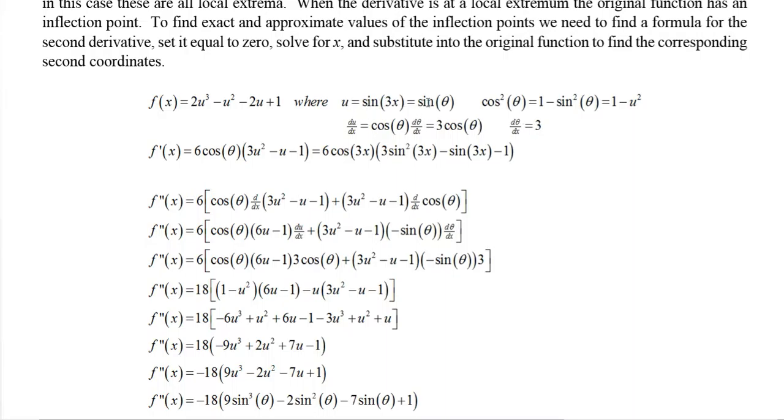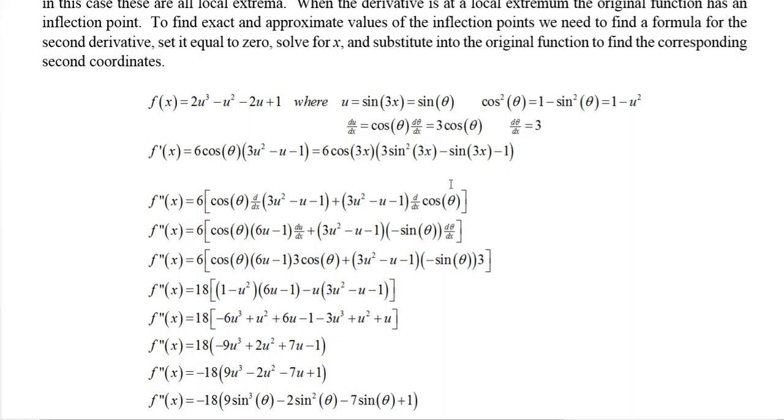U is sine of 3x, which is sine of theta, so cosine square theta plus sine square theta equals 1. That's a basic Pythagorean identity for trigonometry. So cosine square theta is 1 minus sine square theta. So cosine square theta is 1 minus u squared. Du over d theta is the derivative of sine theta, which is cosine theta times derivative of theta. Again, the derivative of theta is 3. So du over dx is 3 cosine theta.